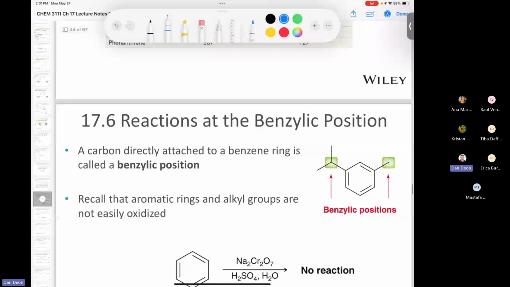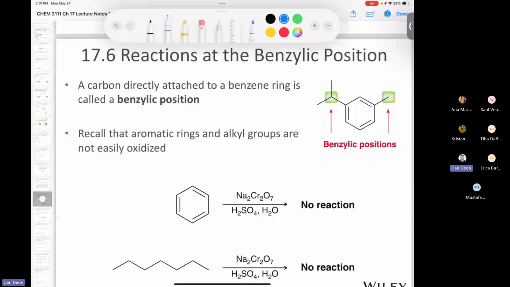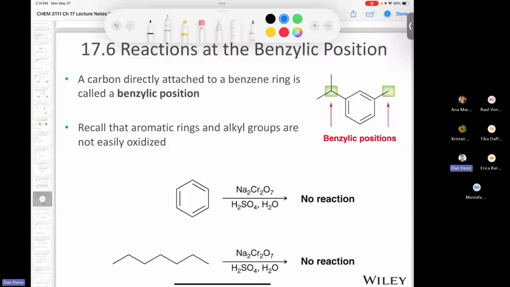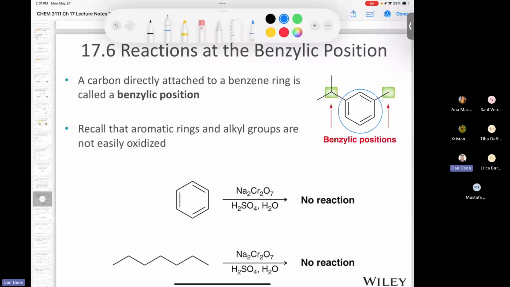So it says, a carbon directly attached to the benzene ring, that position, we call it a benzylic position, okay? So if you have an aromatic ring, a benzene ring, a carbon attached directly to it is called a benzylic carbon, and we call that position the benzylic position. So we have a benzylic carbon here, and we have a benzylic carbon here.